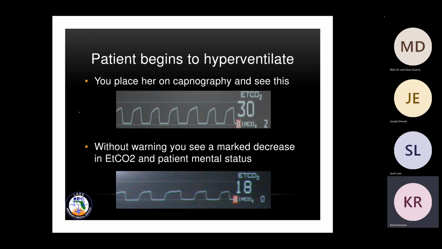So the patient begins to hyperventilate. You place her on capnography and see this. 24. Without warning, you see a marked decrease of end tidal and the patient's mental status starts to change, to 18. All right, you see hyperventilation, and then it changes over to low end tidal right away. All right, that marked change is your pulmonary embolus.